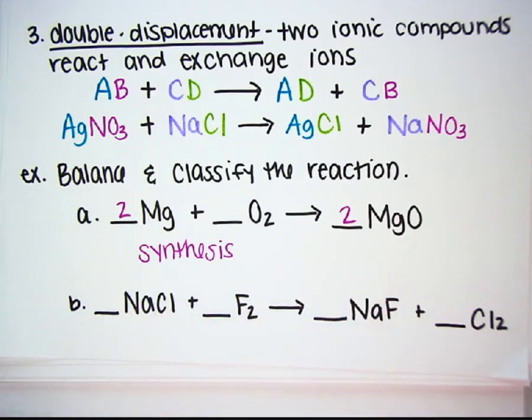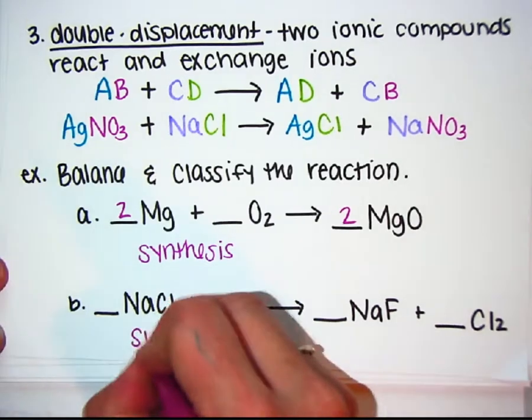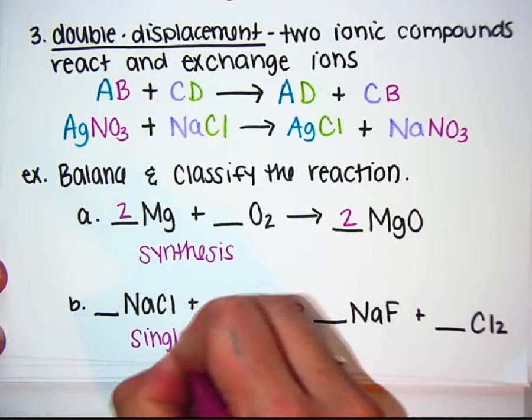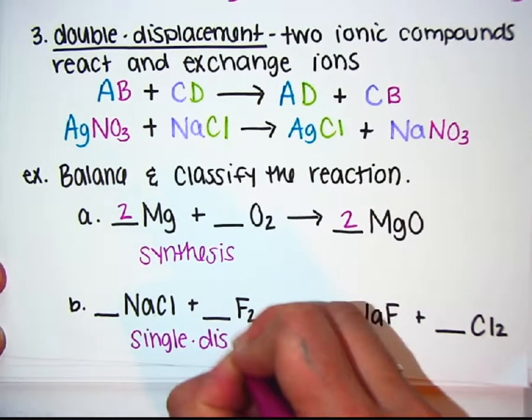So now let's look at the number of ionic compounds. One ionic compound, single displacement. Two ionic compounds, double displacement. Ionic compounds need to be made up of a cation and an anion. Cation, anion. NaCl is ionic. Fluorine is not. One ionic compound, so this would be single displacement.